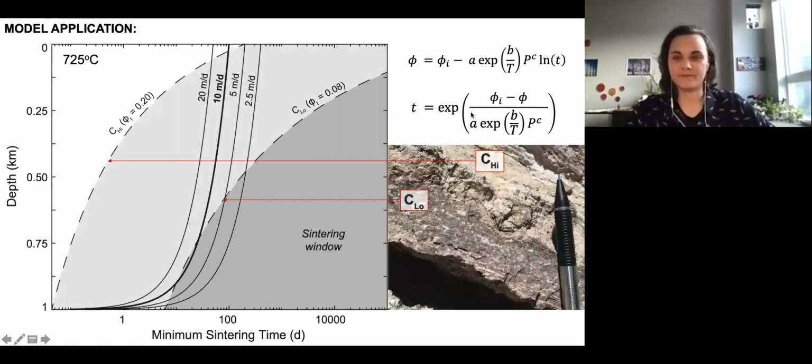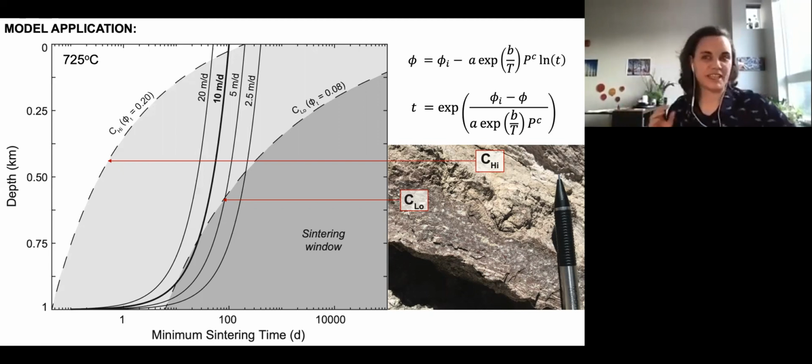So what I've done then is I've taken the average porosity of my high porosity rock here and my low porosity rock here, and I've solved for the minimum time needed to produce these rocks observed at the surface as a function of depth, which is a proxy for pressure. And those define these two sintering windows, shaded sintering windows here. So in order to produce the rocks observed at the surface, we have to have spent more time than is defined by this contour at the given depth temperature condition.